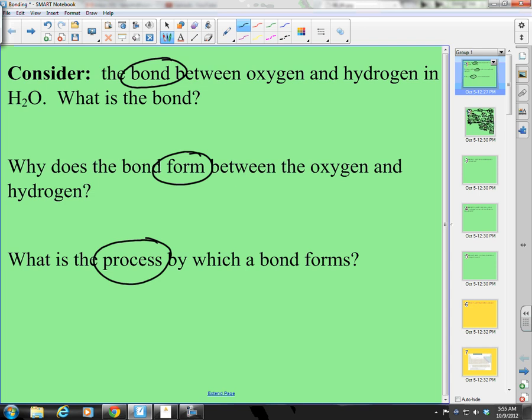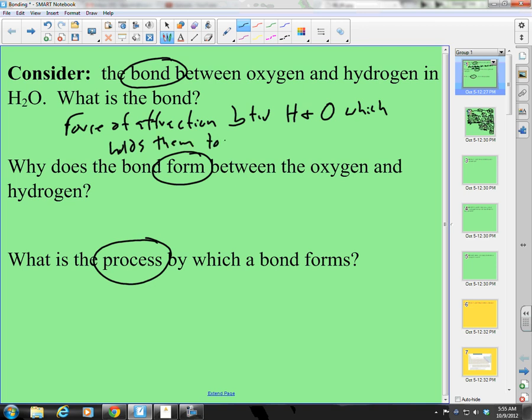I think we can answer our question. Number 1, what is the bond? It is a force of attraction between hydrogen and oxygen, which holds them together. And specifically what's happening is there's a force of attraction between the valence electrons in my hydrogen and the nucleus of my oxygen, and the valence electron of my oxygen and the nucleus of hydrogen.